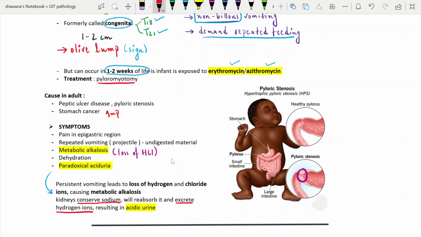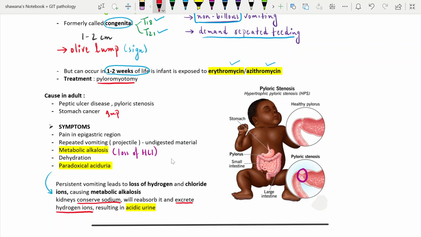In adults, the most common causes are pyloric stenosis, peptic ulcer disease, and stomach cancer. They can all result in the formation of the GOO. And the symptoms include, same as in all of the diseases of the GIT, pain in the epigastric region, and the vomiting would be projectile and repeated, because the food contents cannot pass through the pylorus, and it contains undigested material in the vomiting.